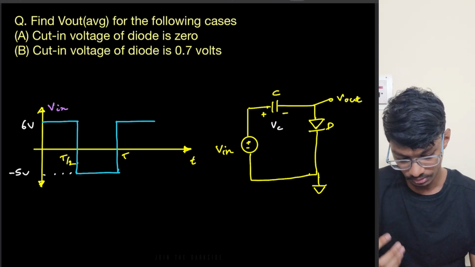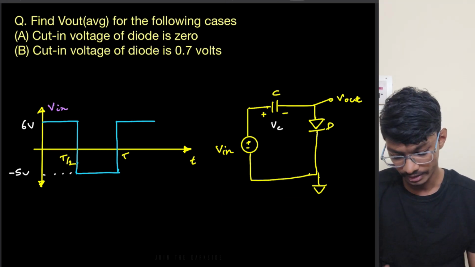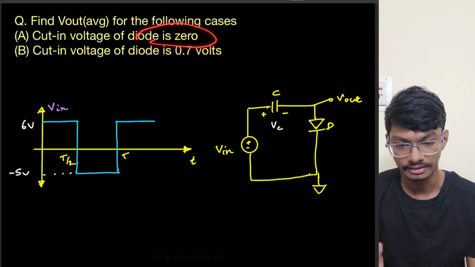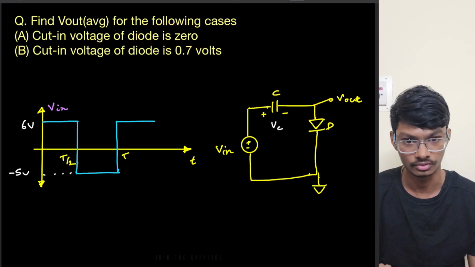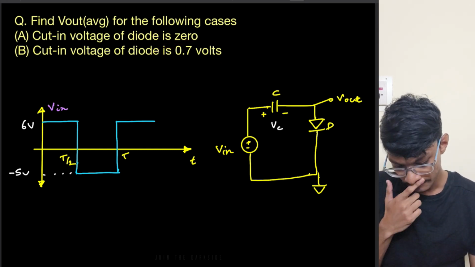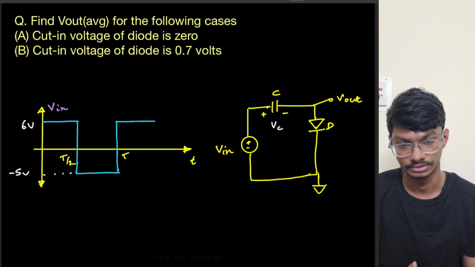So we have been given this circuit and we have to find the average output voltage for the following two cases. When the diode is ideal, that is the cut-in voltage of this diode is 0, and when the diode has a cut-in voltage of 0.7 volts. So how should we proceed in this question, right?